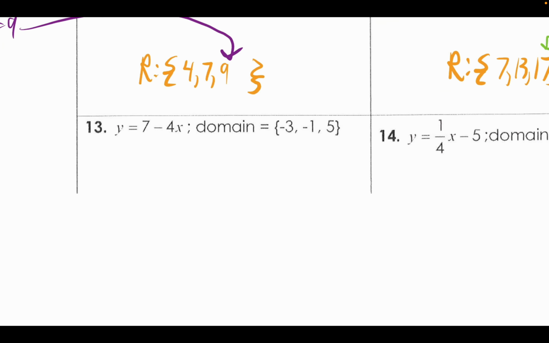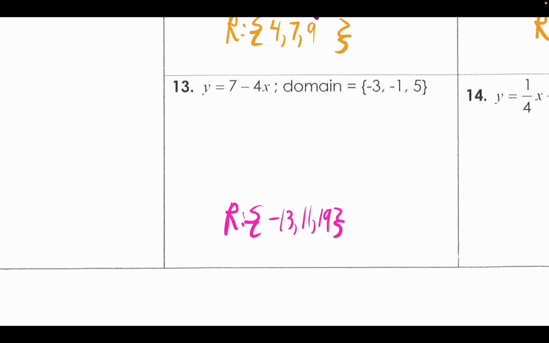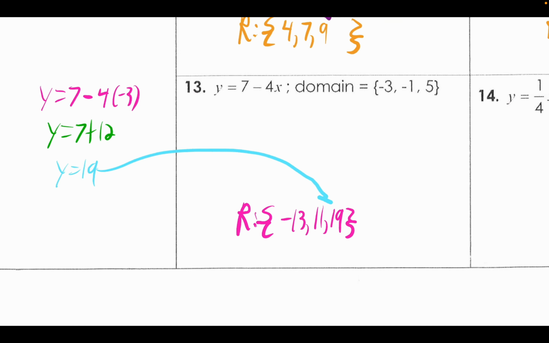On to number 13. As we plug in this domain, figure out what you get out for your range. You end up getting the y values -13, 11, and 19. Quite big here, and that's okay. So let's say I go ahead and plug in -3. So I have y equals 7 minus 4 times -3. And -4 times -3 is +12. And so I have 7 plus 12, which is 19, or that biggest number we saw. Try it again. There we go.